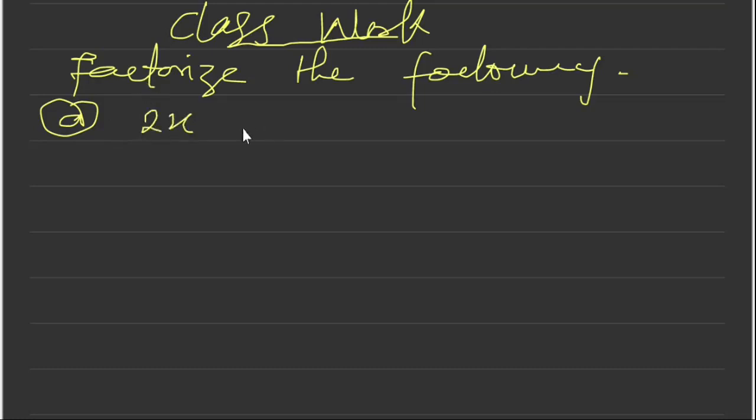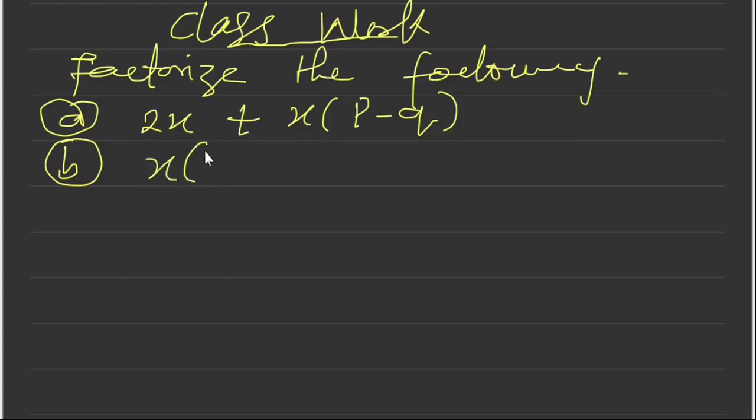2x plus x onto p minus q. You do this, x onto 3m plus n minus 4x squared.